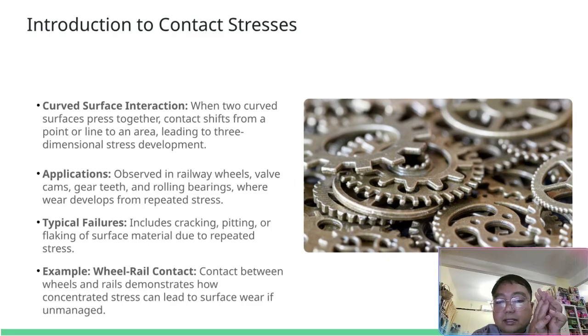You will find this topic repeated again in the topic of rolling contact bearings, where you want to choose the proper bearing. It will also discuss the contact stress in the bearing, because failure may happen like cracking, pitting, and flaking on the surface due to repeated stress, meaning that with usage over time it will become damaged.